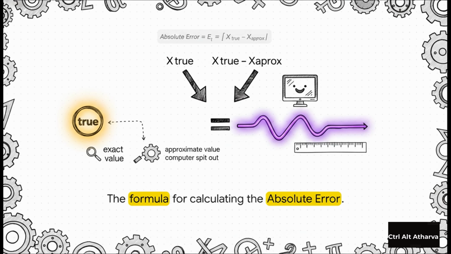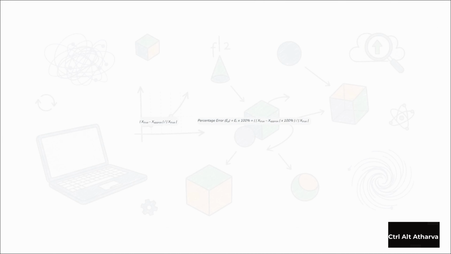Those absolute value brackets just mean we want the raw difference. We don't care if it's positive or negative, we just want to know exactly how far off the machine was. And this brilliantly illustrates how the next two errors are built directly on top of that absolute error formula.